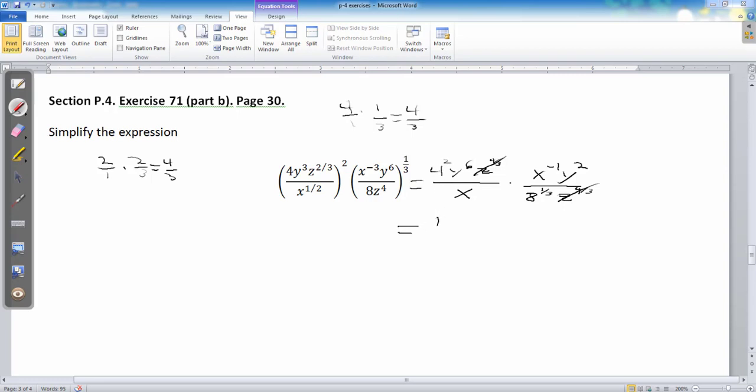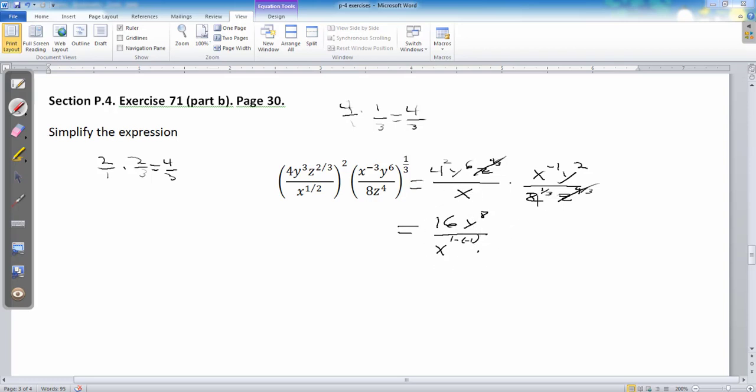Four squared is 16. Combine the y's, get y to the 8th. I'm going to subtract the x's on the bottom. So that'll be x to the 1 minus negative 1, because remember, it's a division. You subtract them. Remember, if you subtract them on the bottom, it's the bottom exponent minus the top exponent. If you subtract on the top, it's the top minus the bottom exponent.